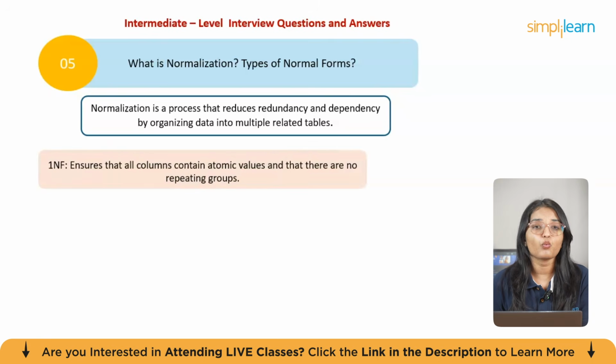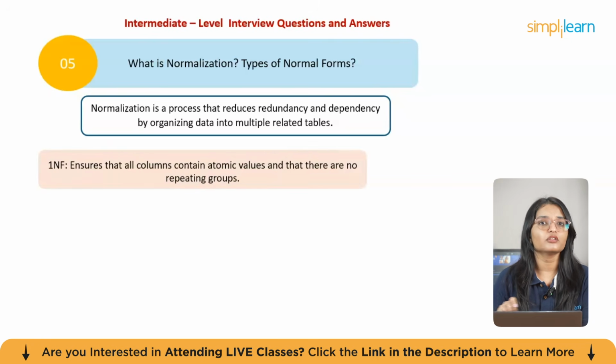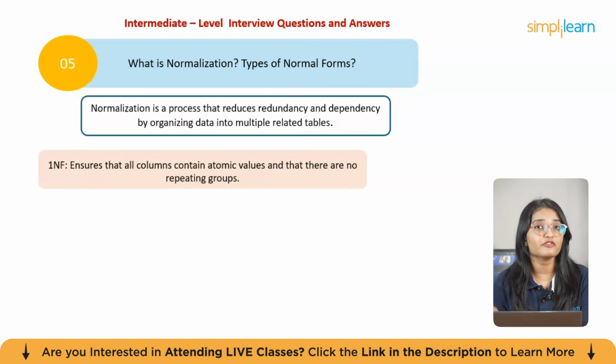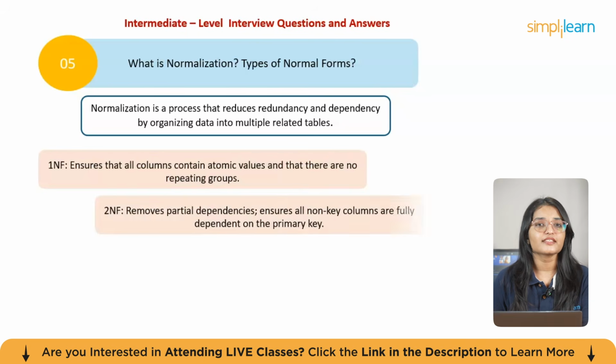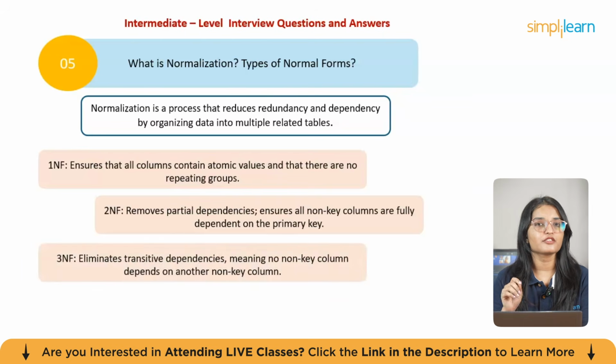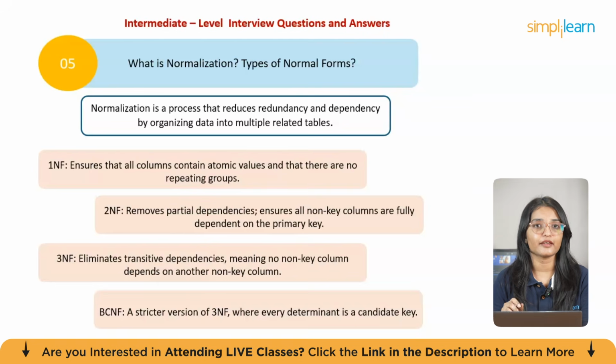The first type is 1NF. This ensures that all the columns contain atomic, which is indivisible, values, and that there are no repeating groups. Next is 2NF, which removes partial dependencies, and it ensures all the non-key columns are fully dependent on the primary key. Next is 3NF. This one eliminates transitive dependencies, meaning no non-key column depends on another non-key column. Next is BCNF. It's a stricter version of 3NF, where every determinant is a candidate key.